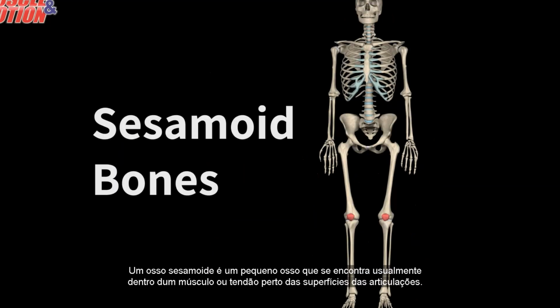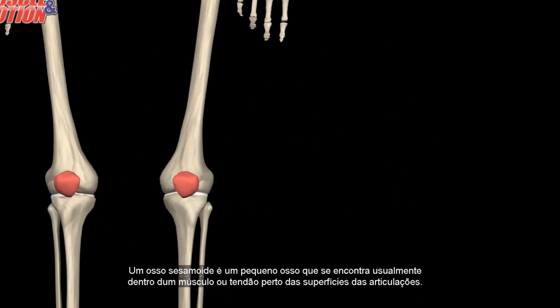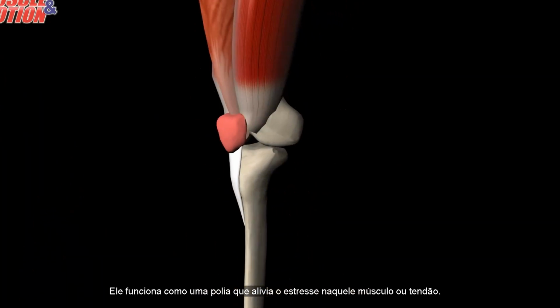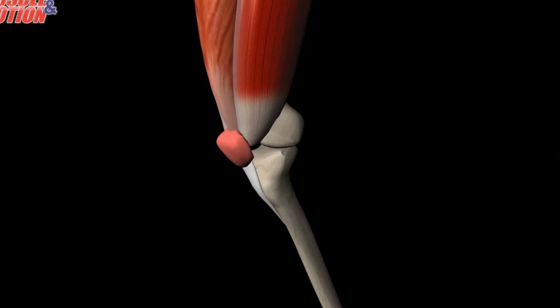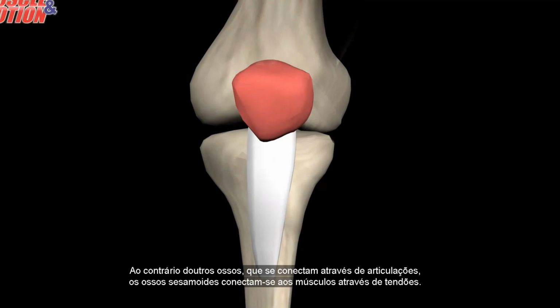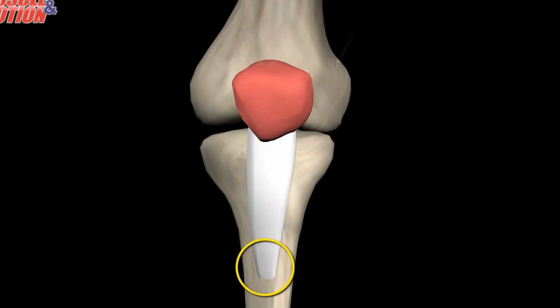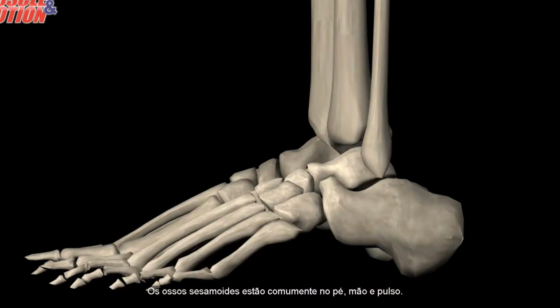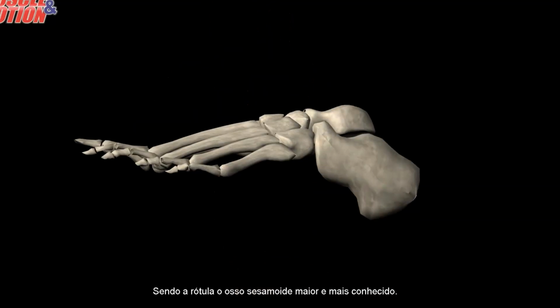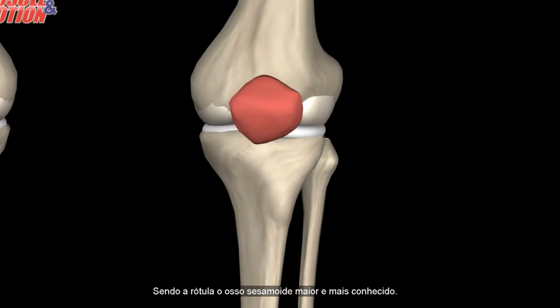Finally, we have the sesamoid bones. A sesamoid bone is a small bone commonly found embedded within a muscle or tendon near joint surfaces. It functions as a pulley to alleviate stress on that muscle or tendon. Unlike other bones, which connect via joints, sesamoid bones connect to muscles via tendons. Sesamoid bones are commonly located in the foot, hand, and wrist, with the patella being the largest and most well-known sesamoid bone.